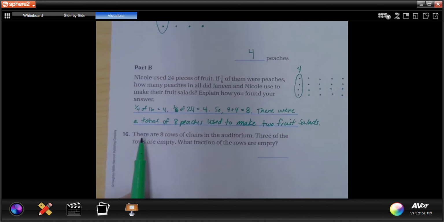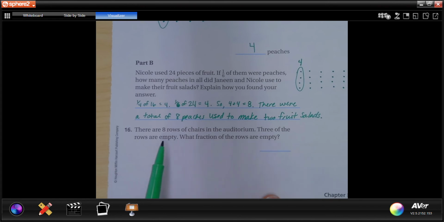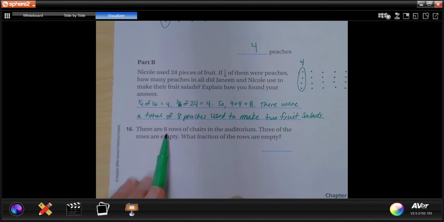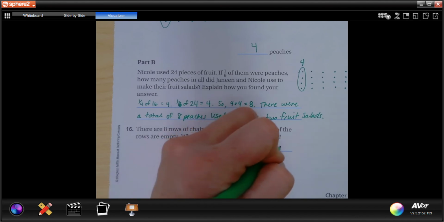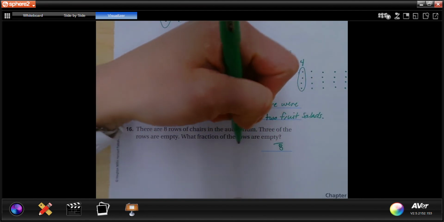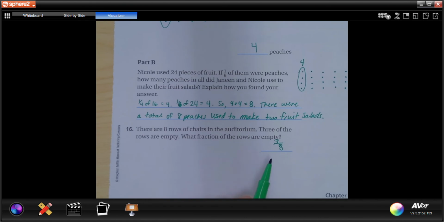Number 16. There are 8 rows of chairs in the auditorium. 3 of the rows are empty. What fraction of the rows are empty? All right. Well, we have 8 rows total, so 8 is our what? Our denominator. We know that how many are empty? 3 of the rows are empty. So what fraction of the rows are empty? 3 out of 8 rows are empty, so 3/8.